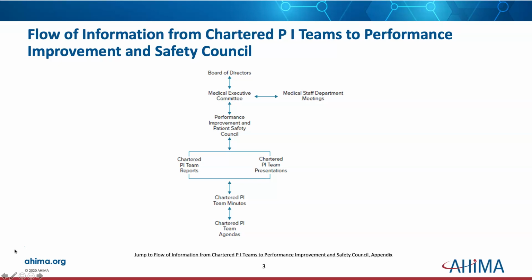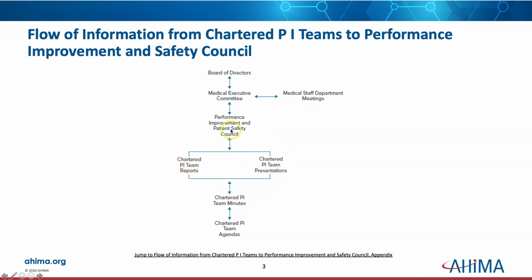All right, flow of information from chartered PI teams to the PI and Safety Council. Notice that performance improvement has to be reported up to the board of directors, and it also goes through the medical staff executive committee. Before it gets there, there are other places that it goes. It starts out as agendas, then you have your meeting. It gets turned into meeting minutes that record what happened at the meeting and what's going to be followed up. From there, it becomes part of the PI team reports and their presentation.